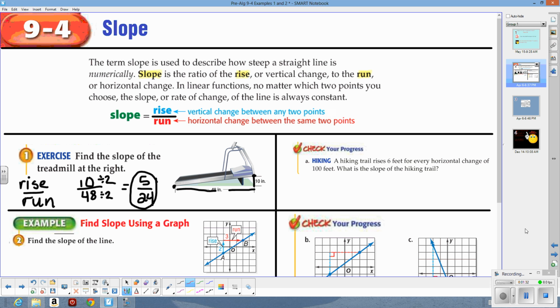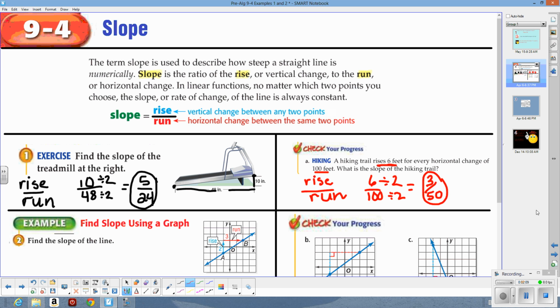It says a hiking trail rises 6 feet for every horizontal change of 100 feet. What is the slope of the hiking trail? Well, remember the slope is rise over run. The rise is 6 feet for every horizontal change of 100 feet. So our run is going to be 100. So we have 6/100ths, and then we're going to simplify the fraction by dividing both the numerator and denominator by 2. So the slope is 3/50ths.